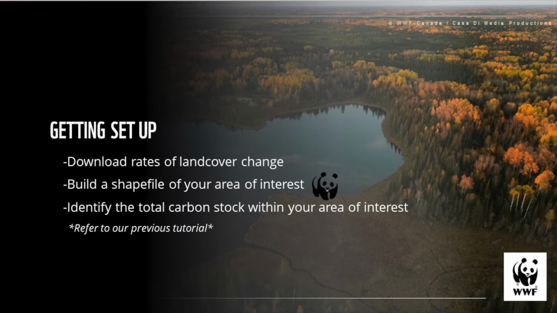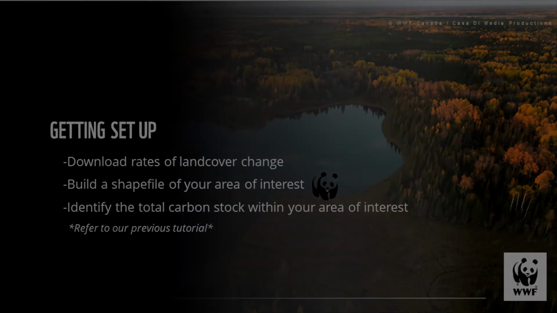I'm going to use an arbitrary area that I drew. Let's call it the Panda Protected Area. And finally, you will need to identify the total carbon stock within your area of interest. You can refer to our previous video on how to do this. For this particular example, the total carbon stock is 5.7 million tons of carbon.